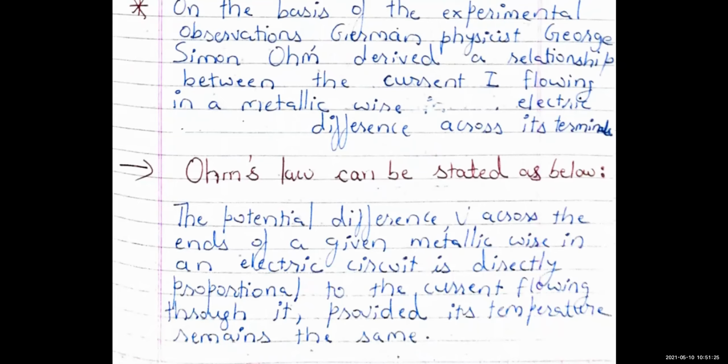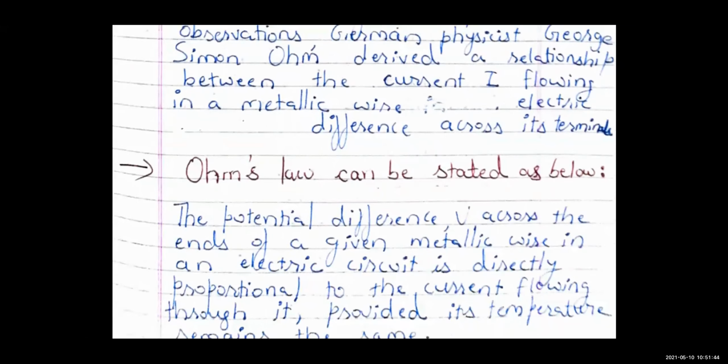But children, here we have a condition. If you go to the last line, provided its temperature remains constant. So the temperature should be constant during your experiment, right, beta? So let's see the mathematical form of Ohm's law.